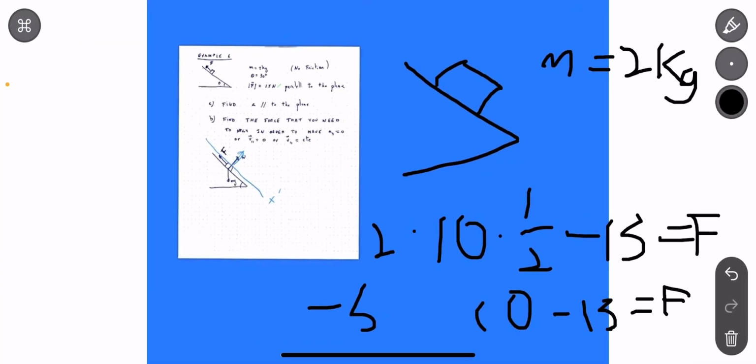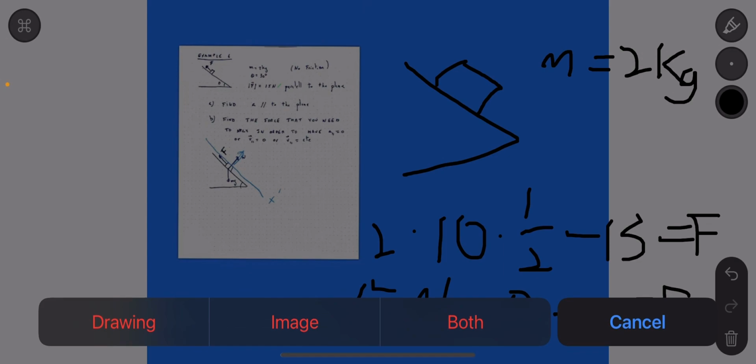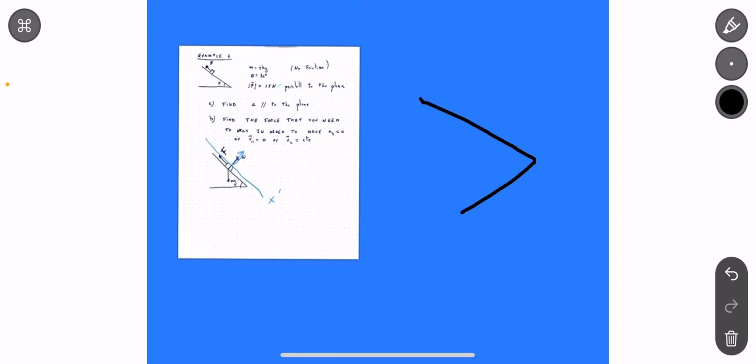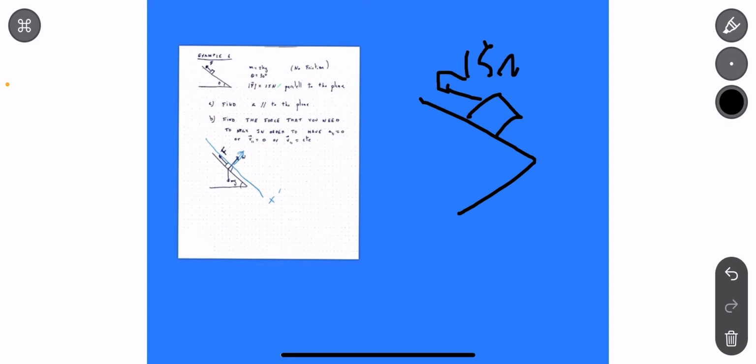Oh, sorry. Negative 5 N. Delete this now. So negative 5 force is what we're going to be left with. And we're going to see here that in this slope, that box, there's going to be 15 here, but on the opposite side, it's going to have 5. It's going to help us here.